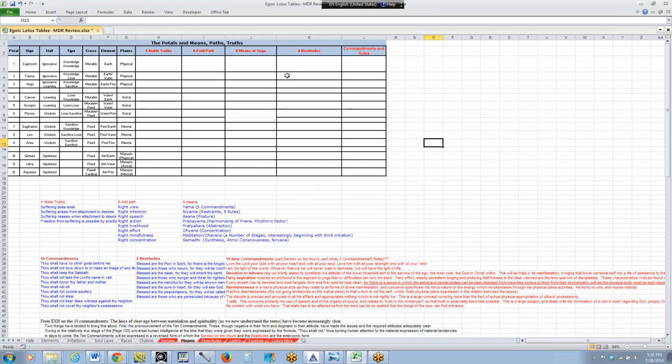Now, the petals, the means, the path, and truths. I'm only going to do part of this because here below are listed the 4 noble truths of Buddhism, the Noble Eightfold Path, the 8 means of yoga, which we've just reviewed, the 10 commandments in sort of the thou shalt not stage of man's unfoldment, the 8 beatitudes related to the atmic plane and having to do with all of the compensations and benefits that come to the one whose sense of values is correct and who forsakes lower satisfactions for the higher satisfactions.